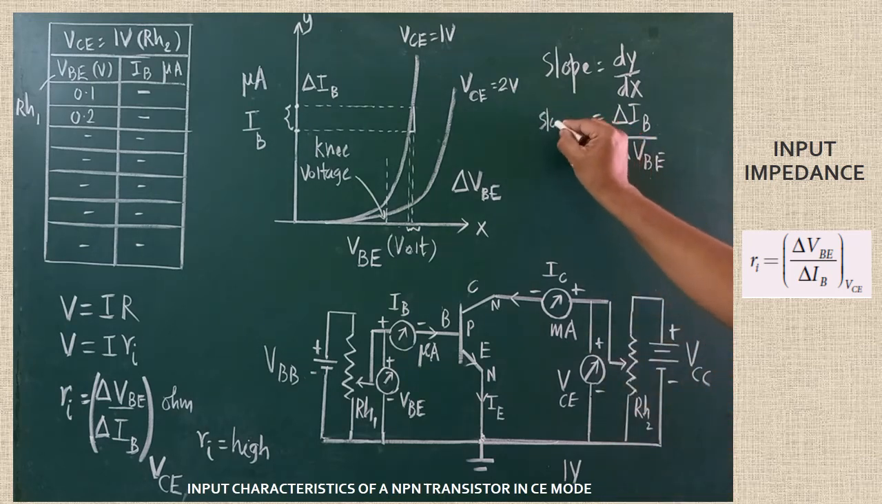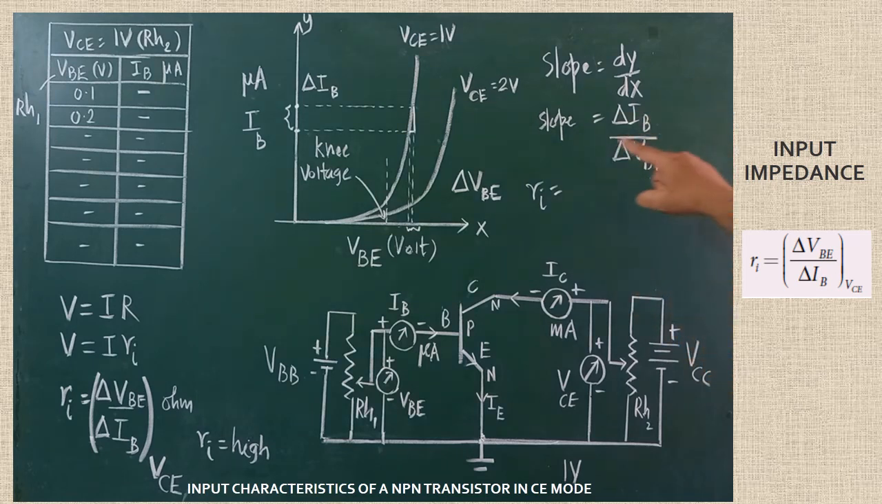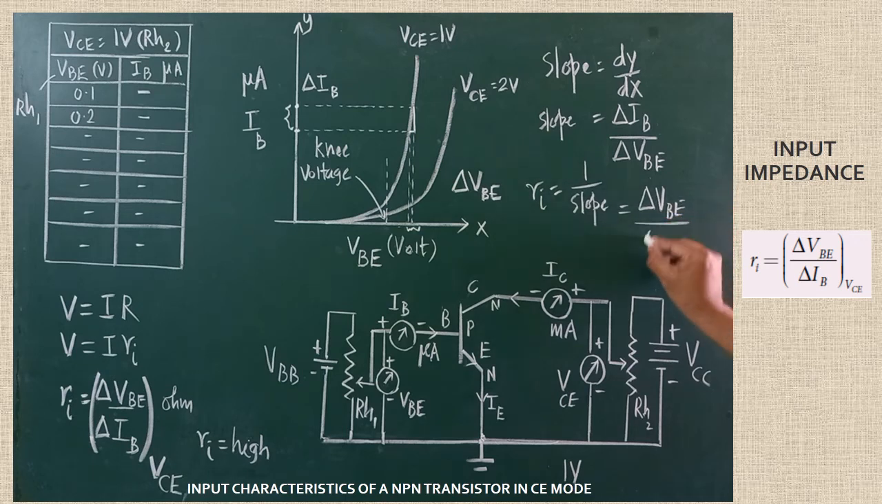But in the input impedance formula, the numerator del VBE is there and the denominator del IB is there. So to get Ri, what do I have to do? Ri will be equal to the reciprocal of the slope value, 1 by slope. After finding the value of the slope, that should be reciprocated. After reciprocation, this value can be rewritten as del VBE divided by del IB. So after finding the slope, we have to reciprocate the slope value. Only then you will get the Ri value.